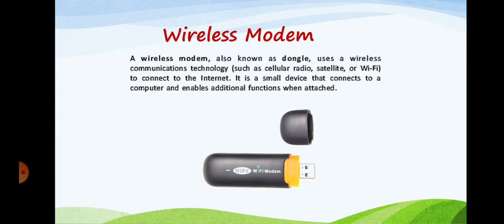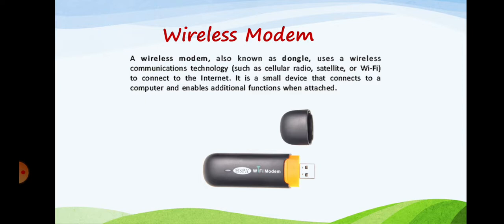Broadband internet services can be wired or wireless. Wired means you connect your system with a wire to the modem and to the router. But in wireless, you use a wireless modem, which is also known as a dongle. It uses wireless communication technology such as cellular, radio, satellite, or wireless fidelity to connect to the internet. It is a small device which you can connect in the USB port of your system or your laptop.